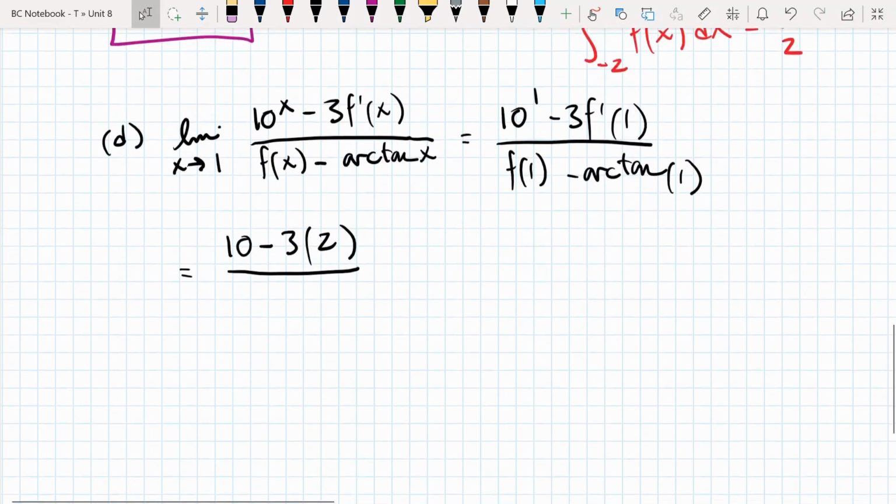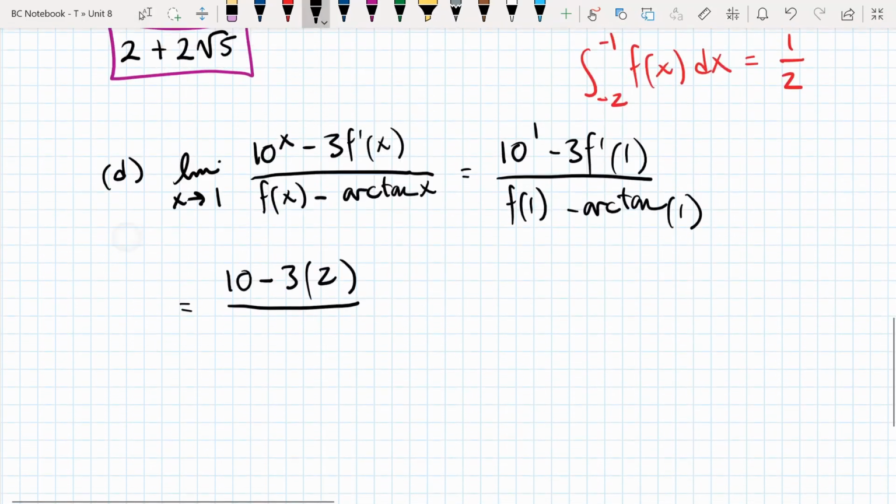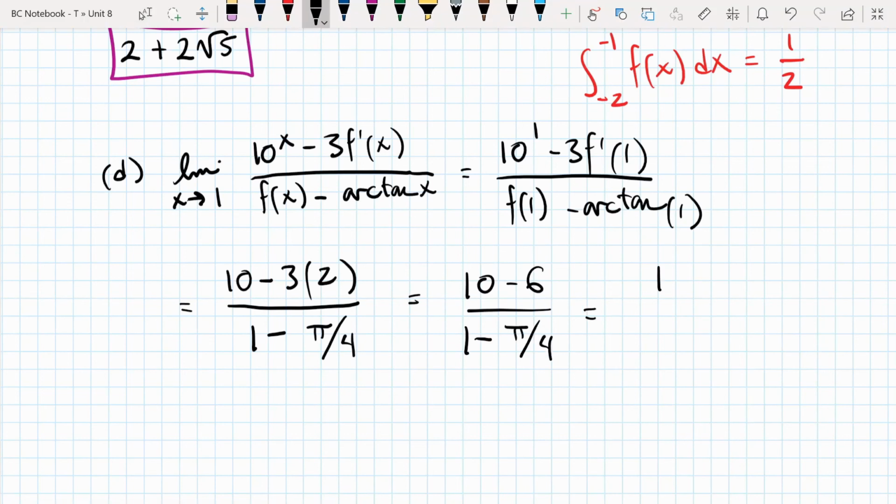So we're going to plug in 1 here. And then arctan of 1 is the theta value that gives you a ratio of 1. And that's going to be pi over 4, because at pi over 4, sine and cosine have the same value. So we get 10 minus 6 over 1 minus pi over 4. So we can leave our answer like this.